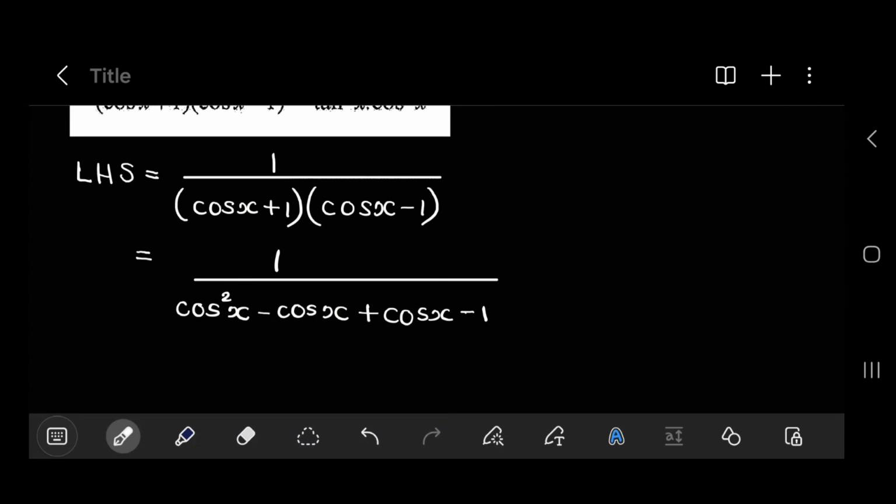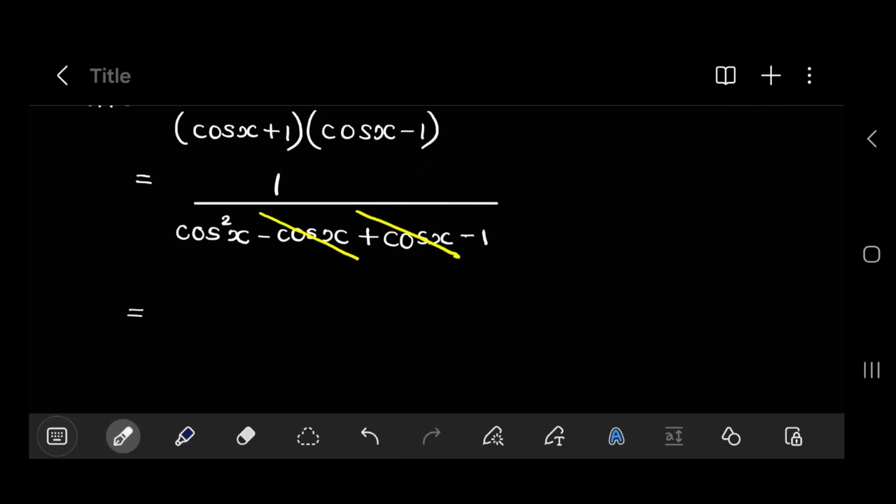Now what you notice is that at the bottom you've got negative cos x plus cos x. They can cancel out with each other. So what we are left with in the numerator is 1, and in the denominator cos squared x minus 1. Now, if this denominator, cos squared x minus 1, looks familiar, it's because it actually comes from your identity.